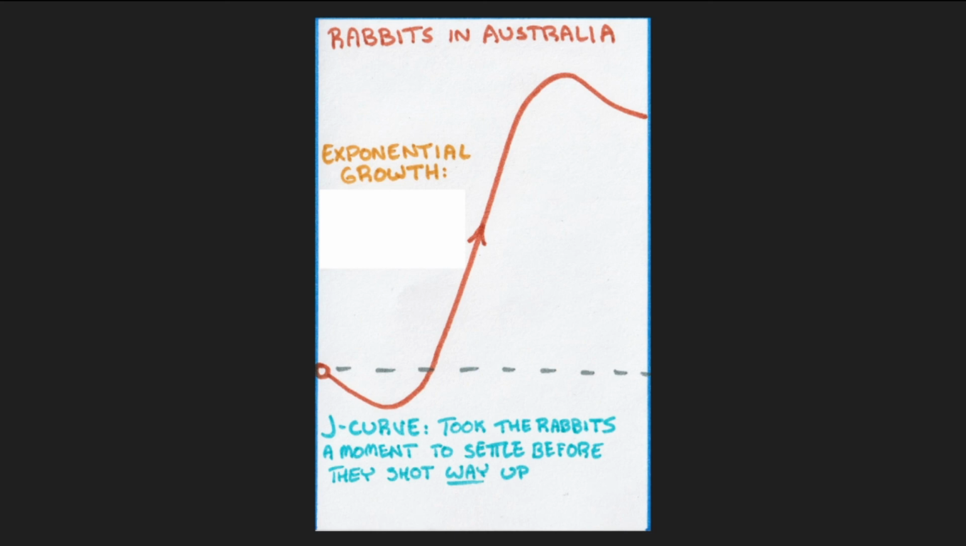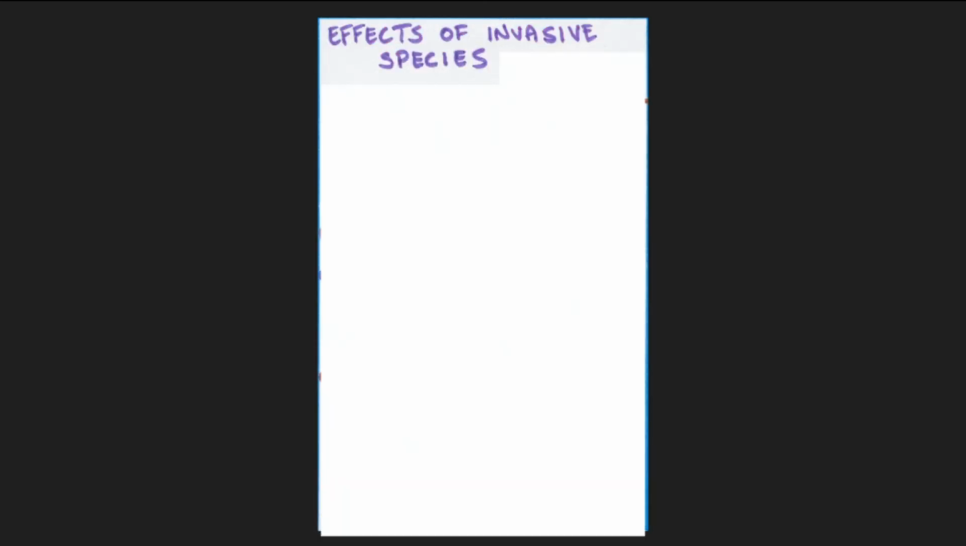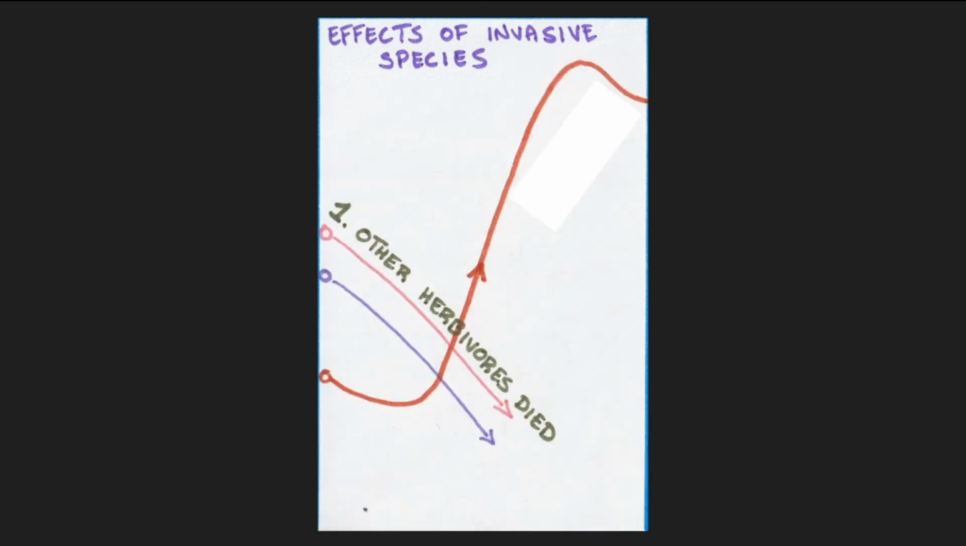And it ended up starting to have some pretty terrible effects on different invasive species. The effects of the invasive species ended up causing a lot of problems. Let's take a look at them. First of all, the other herbivores died. Other things that ate the grasses in central and eastern Australia didn't have anything else to eat. The rabbits just ate it first. And so those populations started to decrease exceptionally quickly. What was the next thing that happened? Well, once the rabbits had eaten everything, they died.